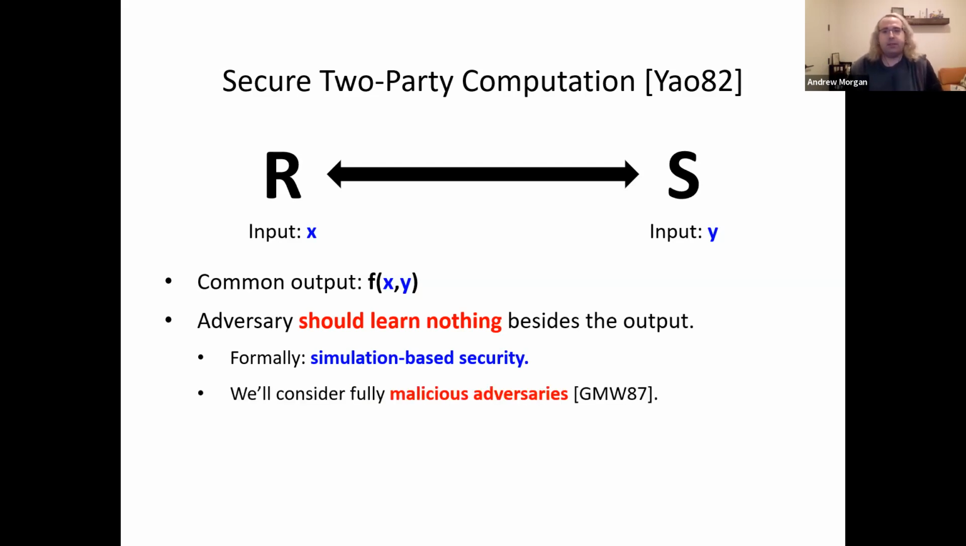We note that secure computation was originally studied in an honest but curious or semi-honest setting where the adversary had to follow the protocol but could attempt to learn additional information. But in this work, we consider fully malicious adversaries which can deviate arbitrarily from the protocol.